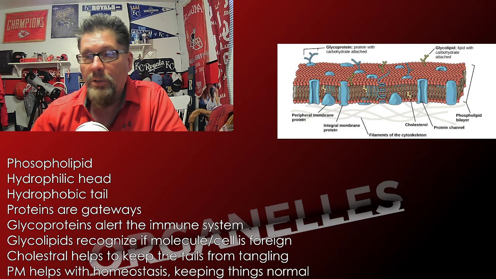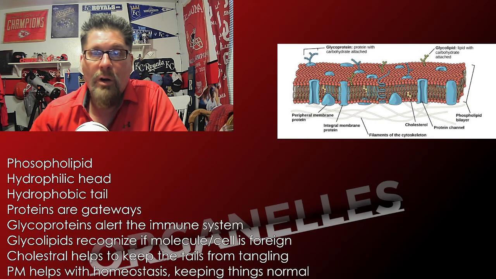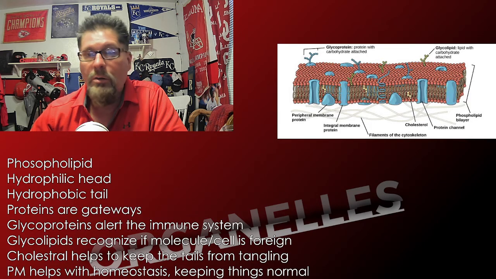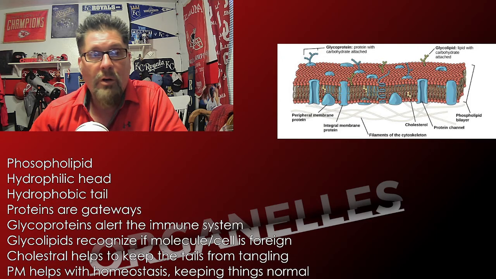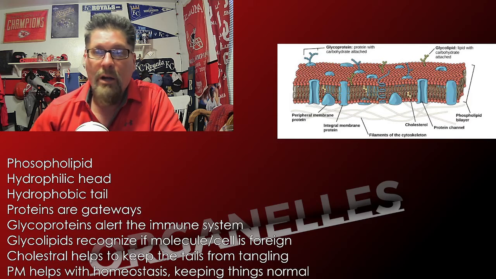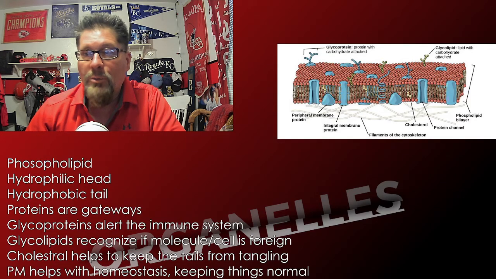You've got the cholesterols. Those are the little yellow things, kind of embedded. We hear a lot about cholesterol, high cholesterol, low cholesterol. High cholesterol obviously is bad, but your body does make and use cholesterol in its proper setting, and it keeps the tails from tangling up, which would reduce the flow of materials in and out of the cell.